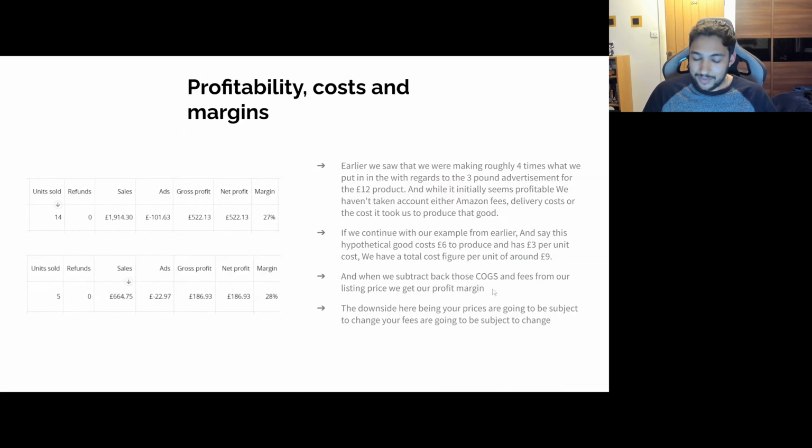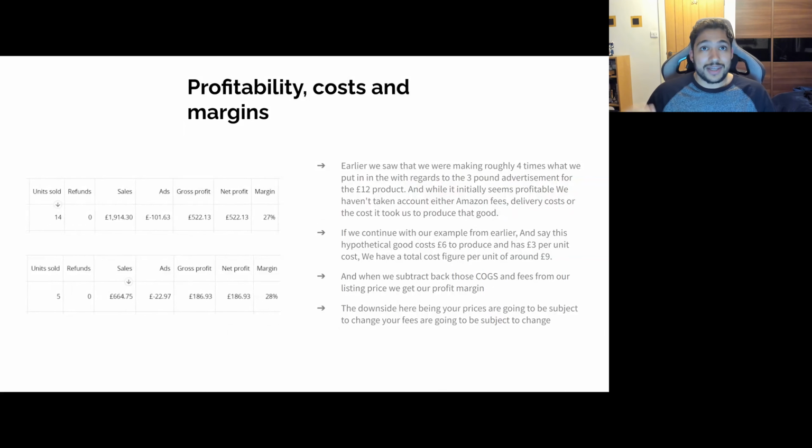The only downside of keeping an eye on this sort of thing is that your prices and your fees are going to be subject to change. They're not going to be set in stone, so that's something you've really got to keep an eye on. For example, if there's a Black Friday sale, there are going to be deal fees, and on top of that your price is going to go down, so you're going to be losing margin.